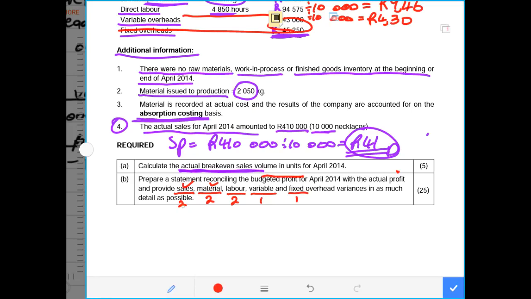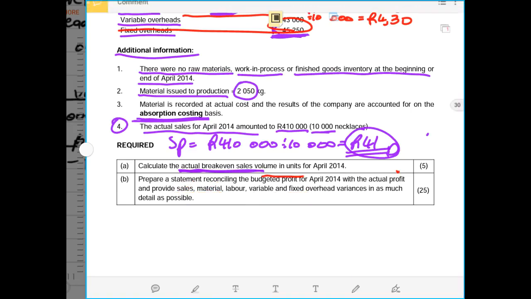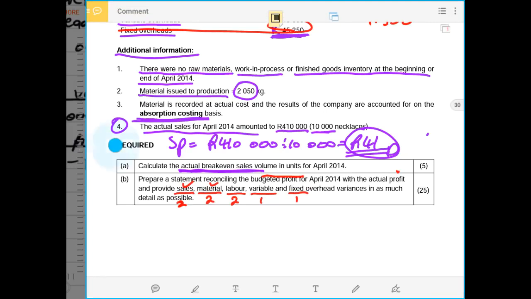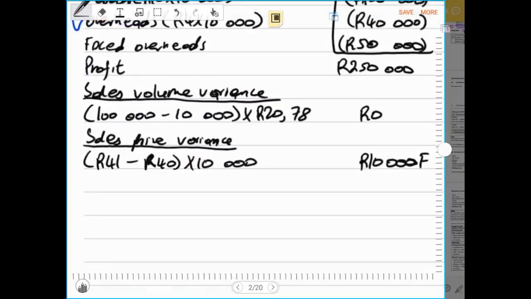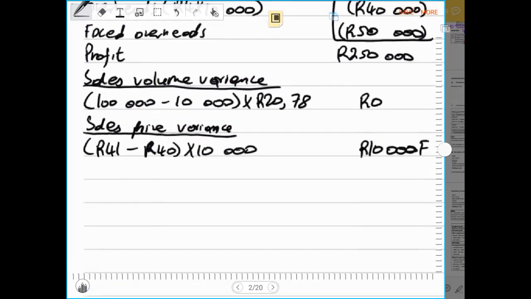I am saying it's two under sales because we don't have two products. If it was two products, this was going to be three variances: sales price, sales mix, and sales volume variance. But because we have only one product, we have already done the two variances that are necessary. Then now going to the material variance. Material variance will be in price and also in usage.